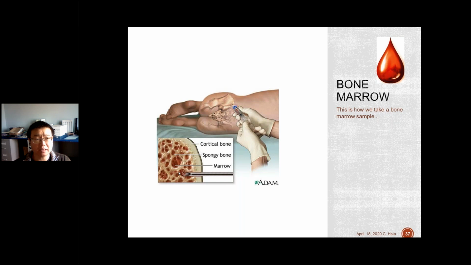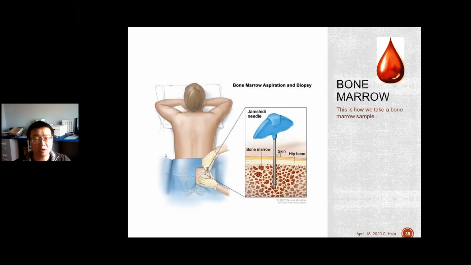So this is another rendition of somebody having a bone marrow done, but they're laying on their front and the area in the back is draped and cleaned. You have local freezing, and then this biopsy needle is inserted and samples are taken out.